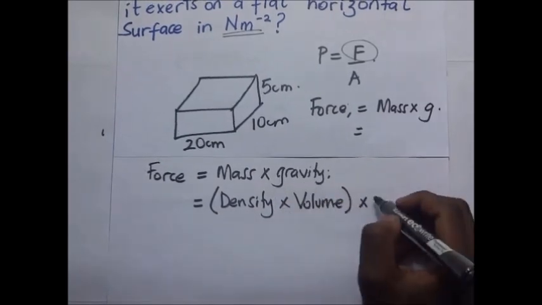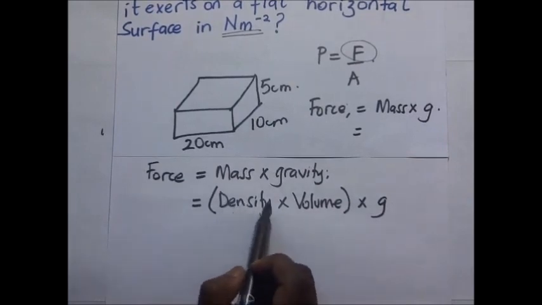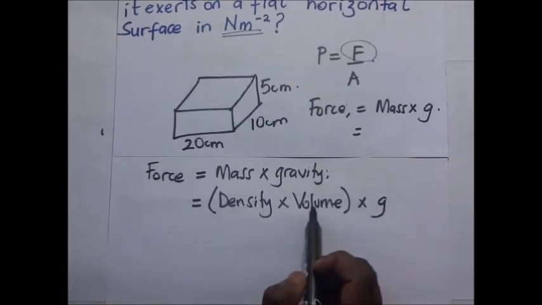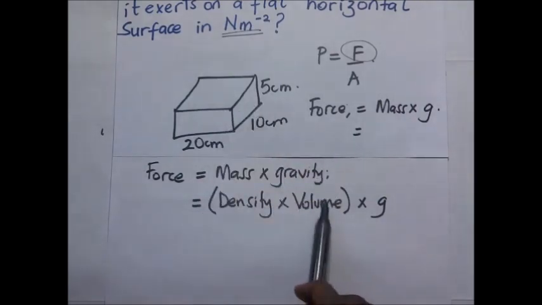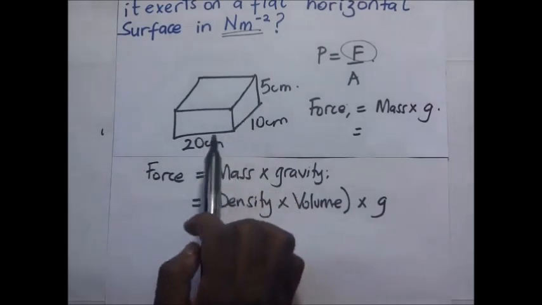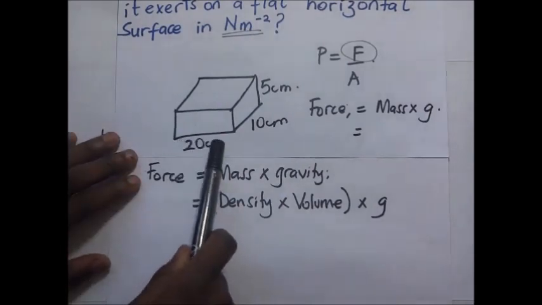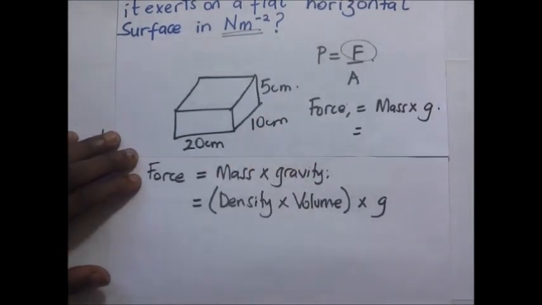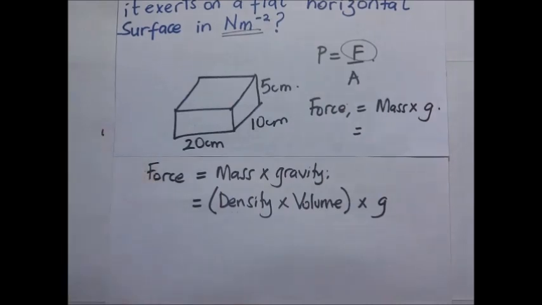Times our gravity, which is 10. Now, we have the density in the question, we can get the volume because we have the dimensions of this, so we can get the volume. The volume of this cuboid is going to be length times width times height. But since we are calculating for pressure, we first convert these to meters. Then we work when our figures are already in meters. We make our conversions from here.